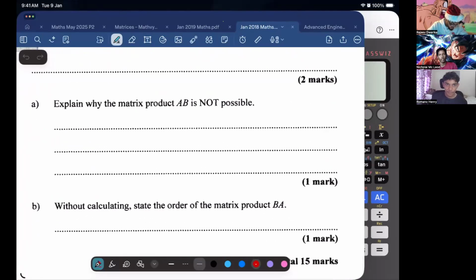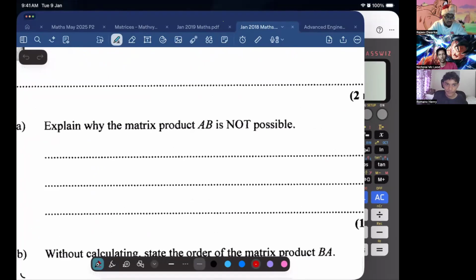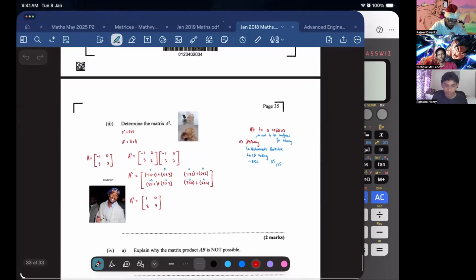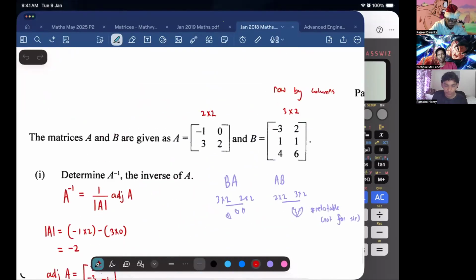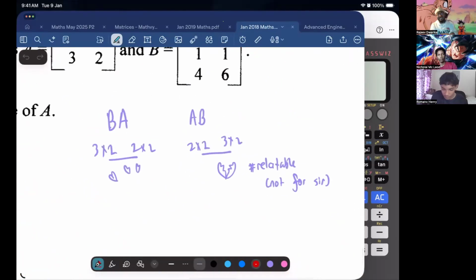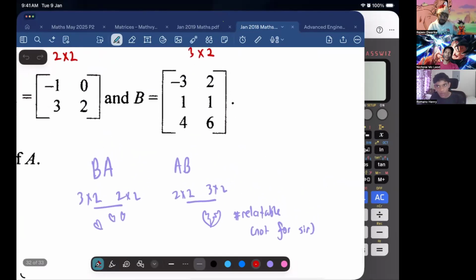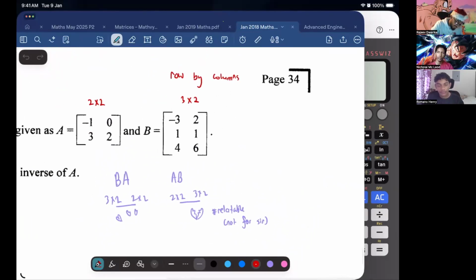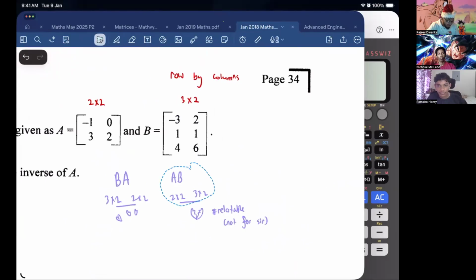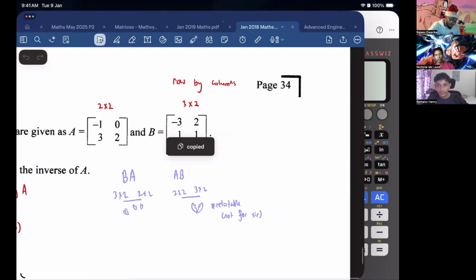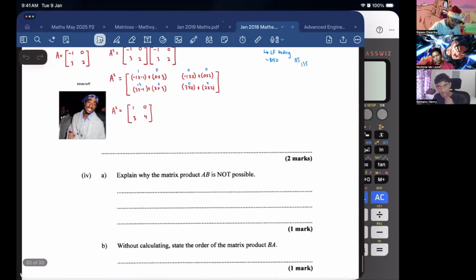Explain why the matrix product AB is not possible. Why is AB not possible? You see how we called it out? You see how we predicted from the start? Yes, sir, we predicted that. Once you understand the whole concept, it's so easy.